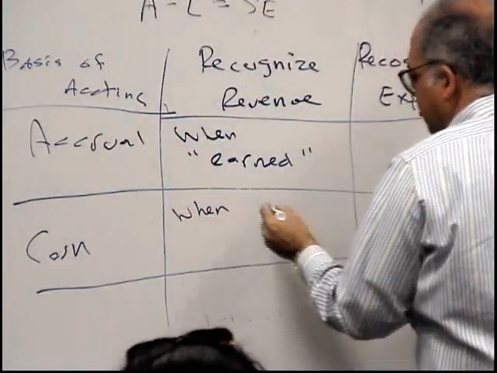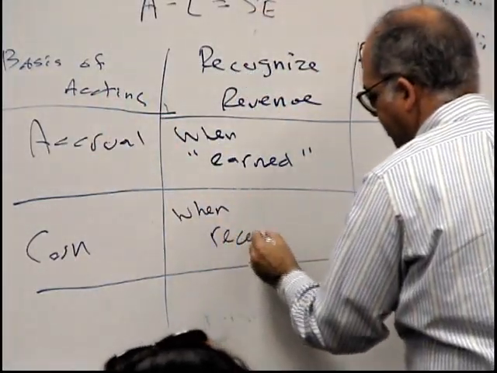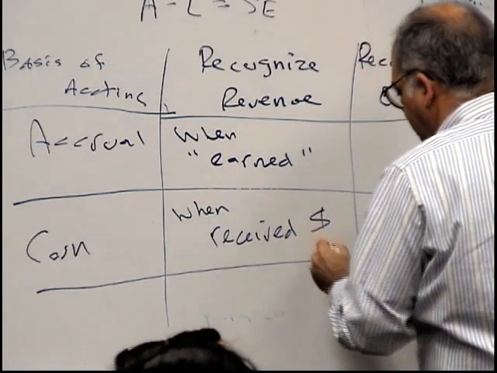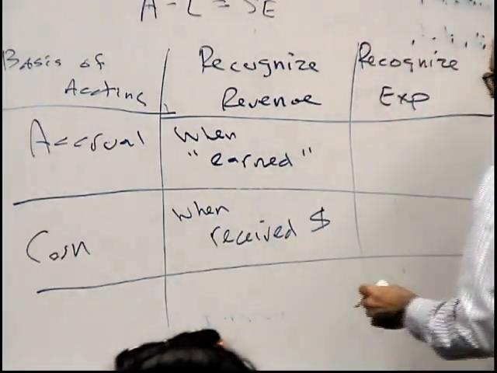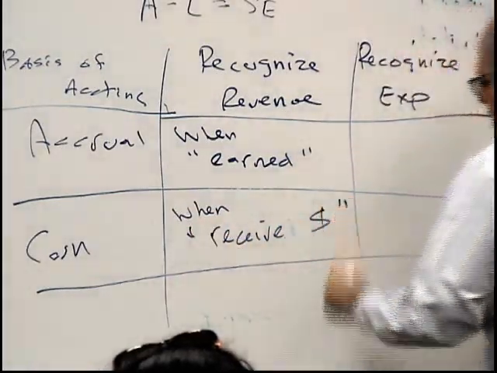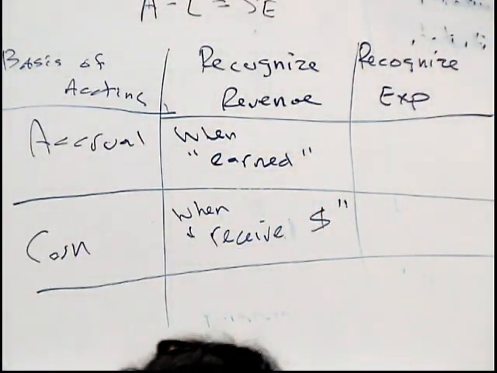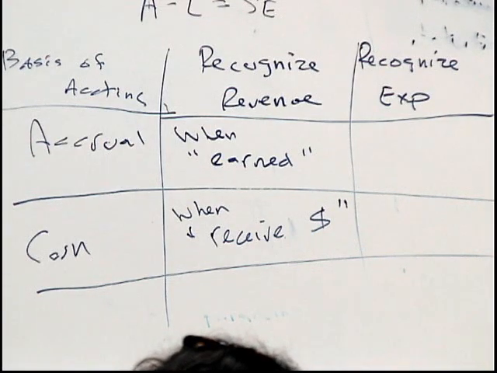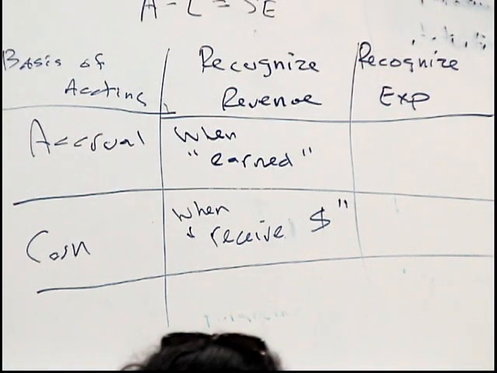We recognize revenue when received. Accrual cash basis is very rare now. Small when we receive cash. Small businesses and individuals tend to use the cash basis. Medium and large sized companies use accrual accounting.